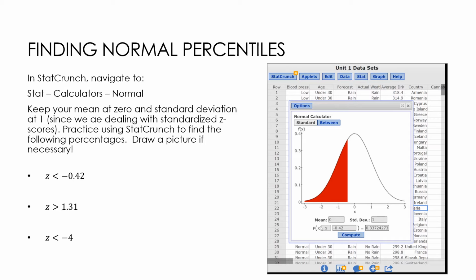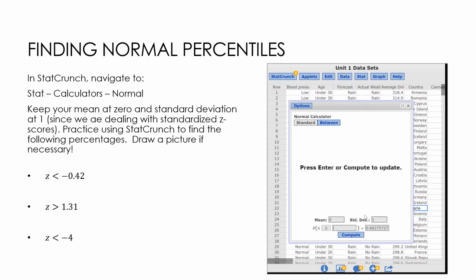Z is greater than 1.31. So here I'm just going to toggle this to greater than. I'm going to replace that value with 1.31. And now I can see what that picture would look like if I wanted to draw that picture. And also that it would be about 9.51%.